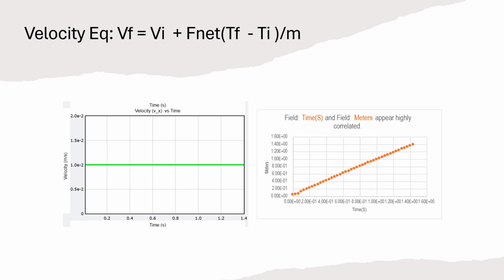And then on the orange graph, we have a linear line that heads up, which means we're moving in a positive direction and we're moving at a constant velocity throughout that time interval.